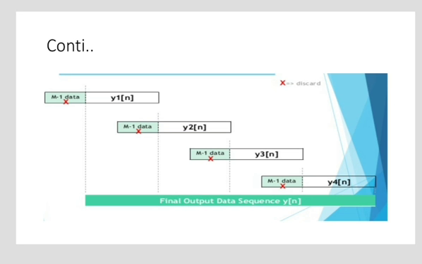Now the overlap discard are less commonly used labels for the same method described here. However, these labels are actually better to distinguish from overlap add because both methods save but only one discards.